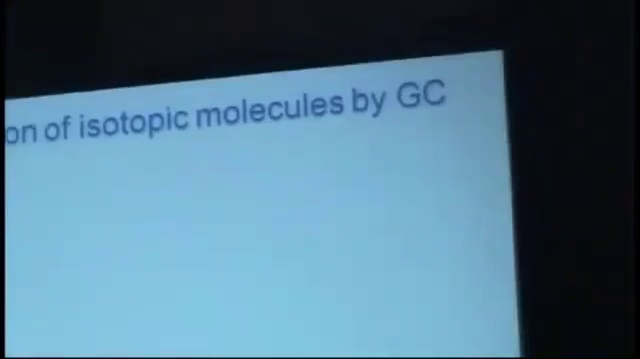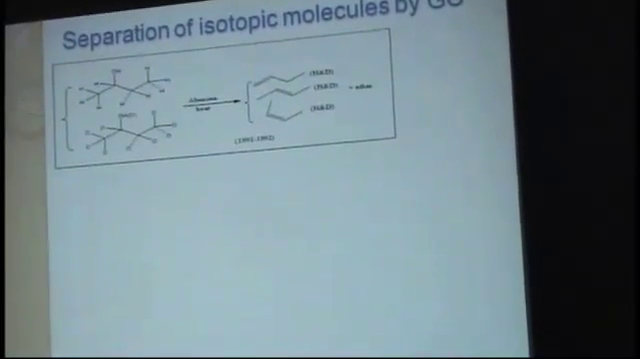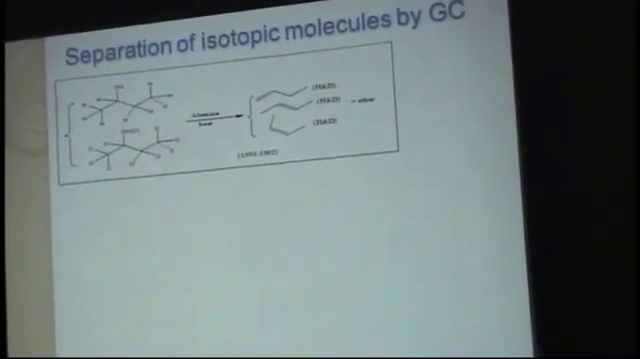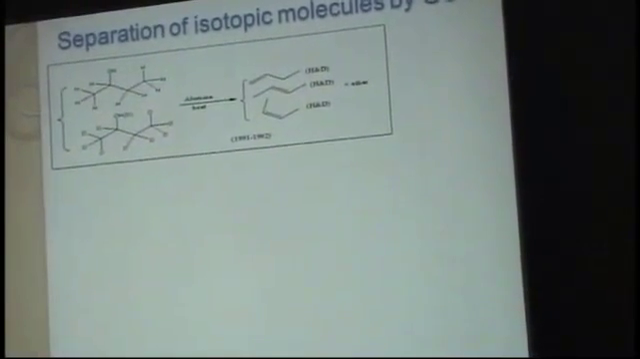The story begins with the separation of isotope molecules on the GC. In 1990, when I was a postdoc, I was assigned to study the mechanism of reaction of a very simple molecule, 2-butanol. We used deuterated and undeuterated compounds to study the competition experiment. Well, I thought this would be easy.